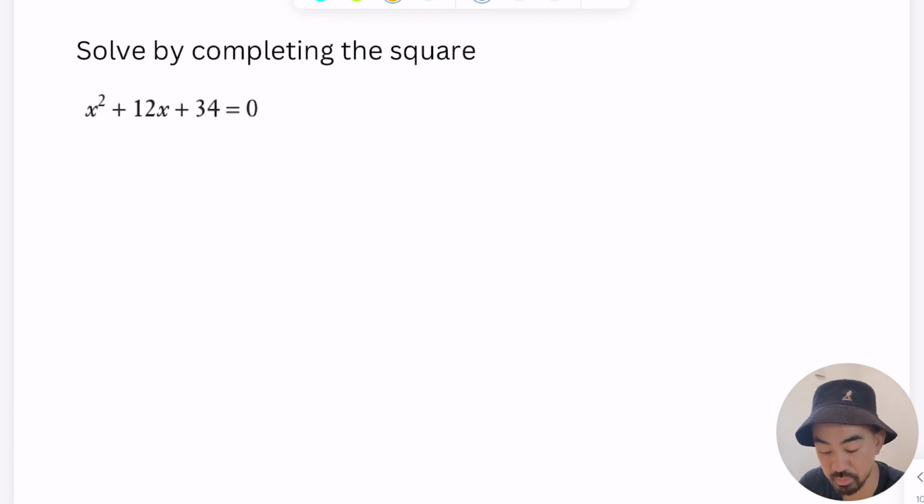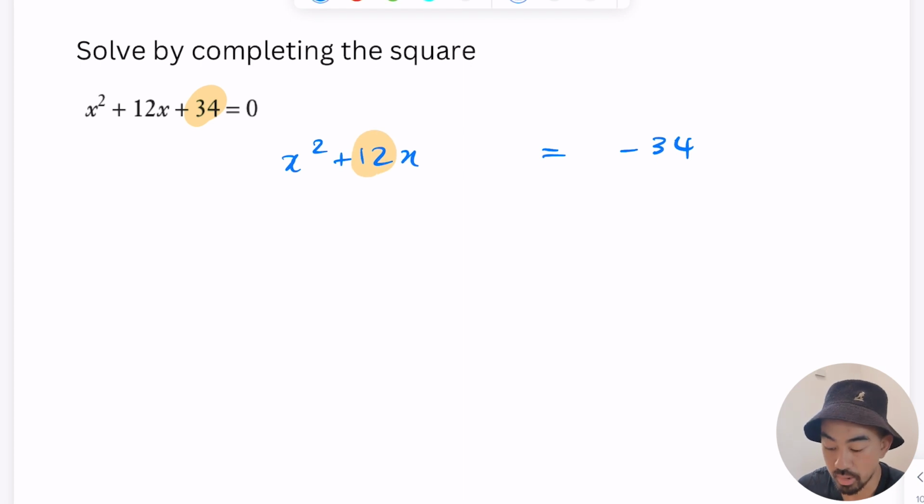X squared plus 12x plus 34 equals 0. So the number in front of x squared is 1, so we're good. Let's move that constant. X squared plus 12x equals minus 34. Once again, we'll leave some room. Next step is you want to grab that middle coefficient, halve it and square it. So half of 12 is 6. Squaring 6 is 36. So plus 36 to both sides to keep it balanced.